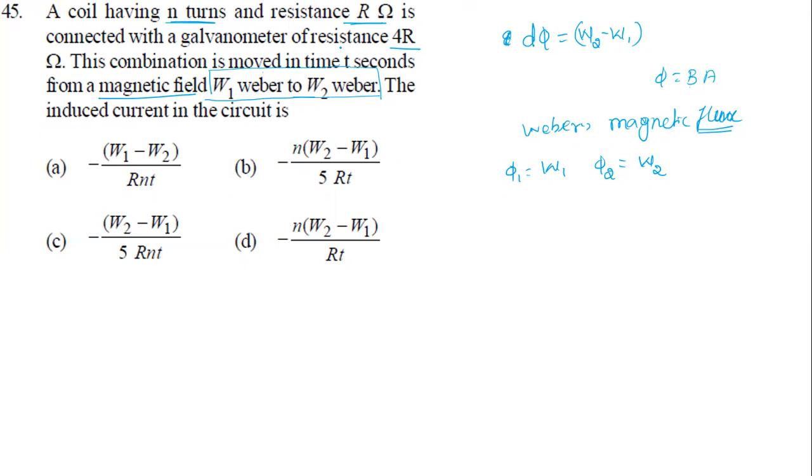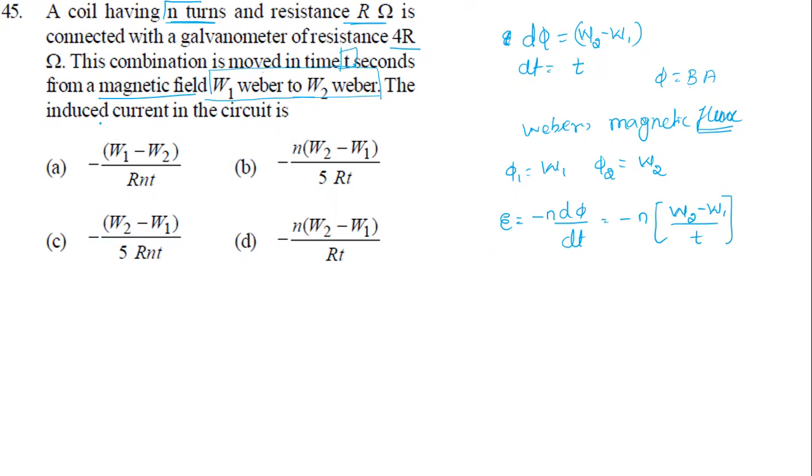And they gave the time as t seconds, so I take delta t equal to t seconds. Now I am going to find the induced EMF, given by minus d phi by dt. That is for one turn. How many turns are there here? N turns, so I multiply by N. It becomes minus N times d phi by dt, that is minus N times W2 minus W1 divided by the time taken t.